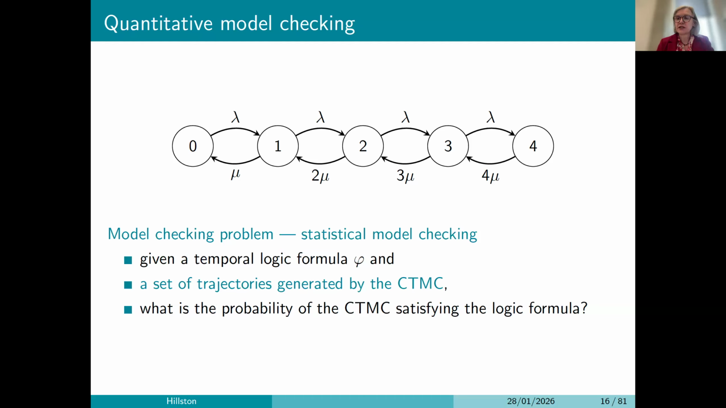So we often use what instead is called statistical model checking, where again we're using a formula, but instead we use trajectories generated through the simulation and then look at the probability of the formula being satisfied by counting in some way which of the trajectories satisfy the property that I'm interested in.